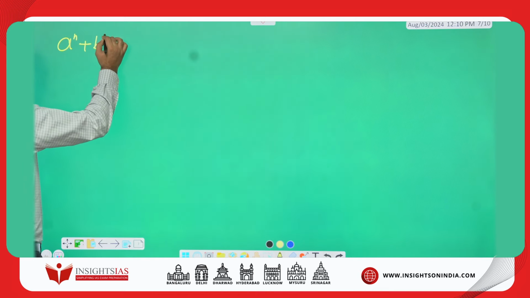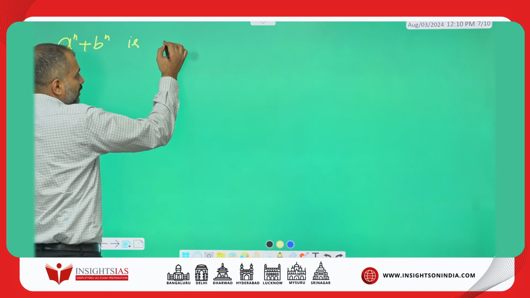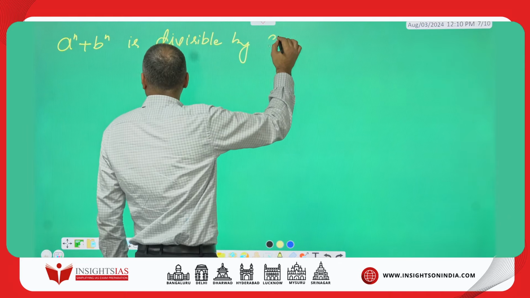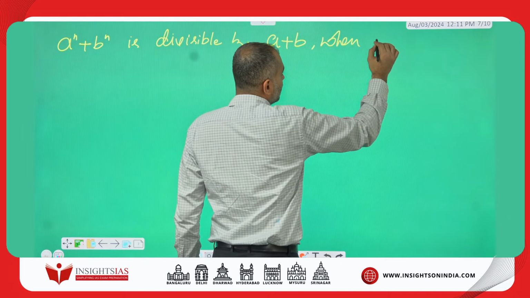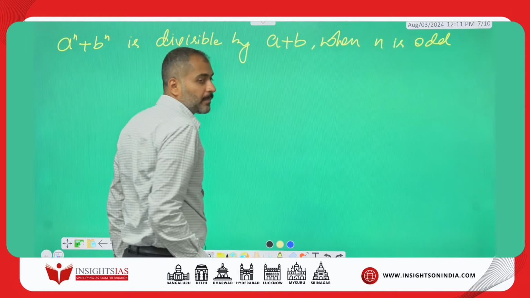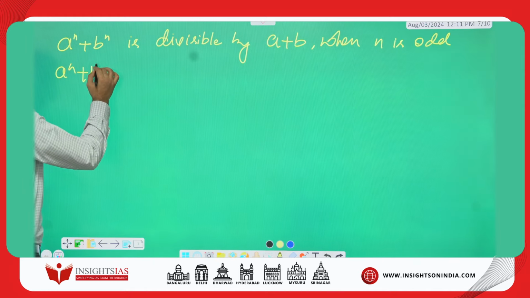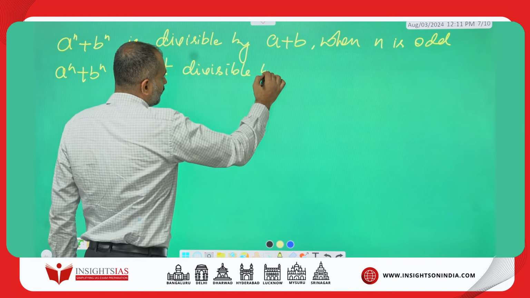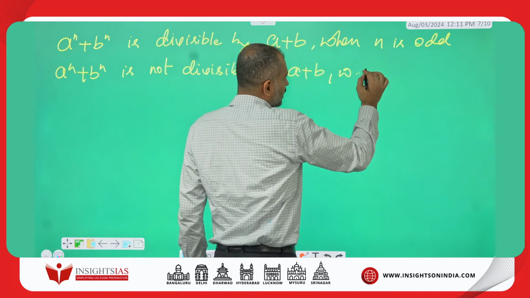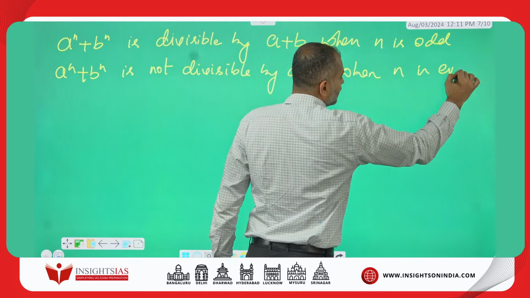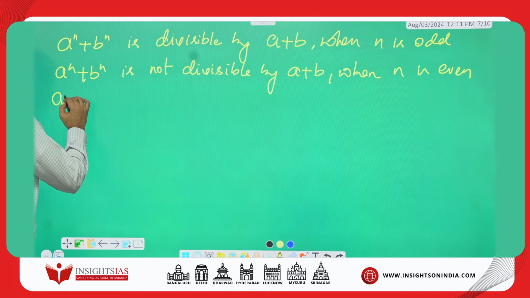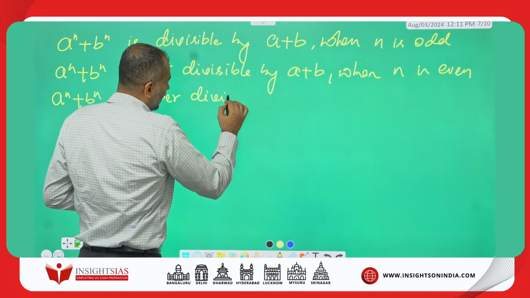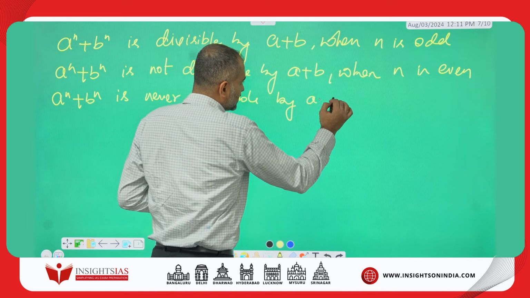a power n plus b power n is divisible by a plus b when n is odd. Similarly, a power n plus b power n is not divisible by a plus b when n is even. Similarly, a power n plus b power n is never divisible by a minus b.